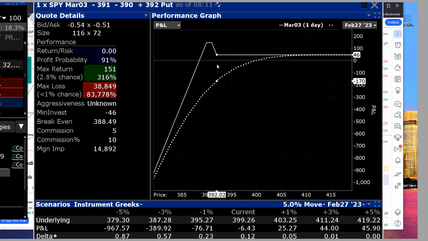If it goes between 392 and 388.5, then that's where it gets interesting. As you can see, that's when I can make a lot of money, like 146 at the top here, between 190 and 191. However, if it falls below 388.5, which is my break even right here, then that's when I will start to lose money.